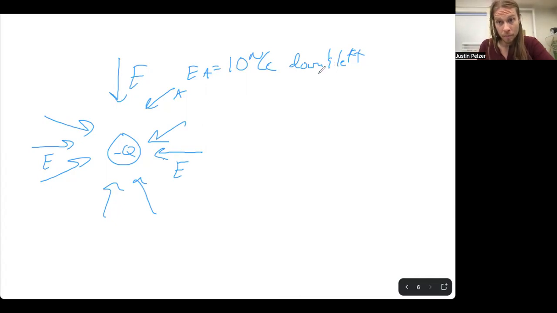That's really important. Rewind that if that didn't make sense. Play that over. That was really important, right? EA, say, is 10 newtons per coulomb. I'm just making up numbers here, just to give an illustration, down to the left, whereas here was up and to the right.